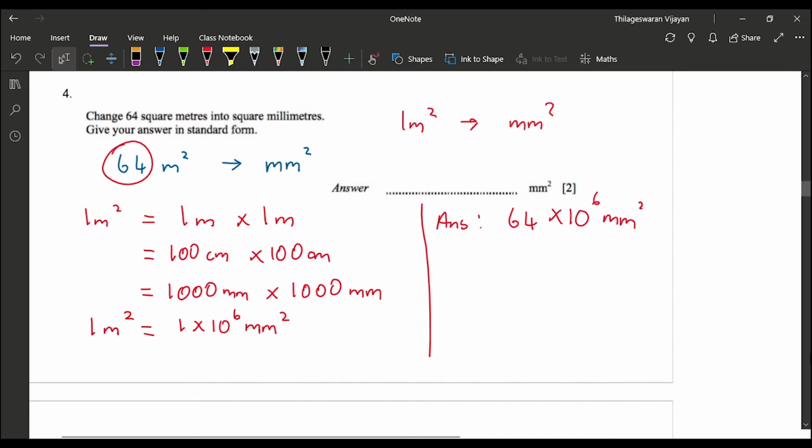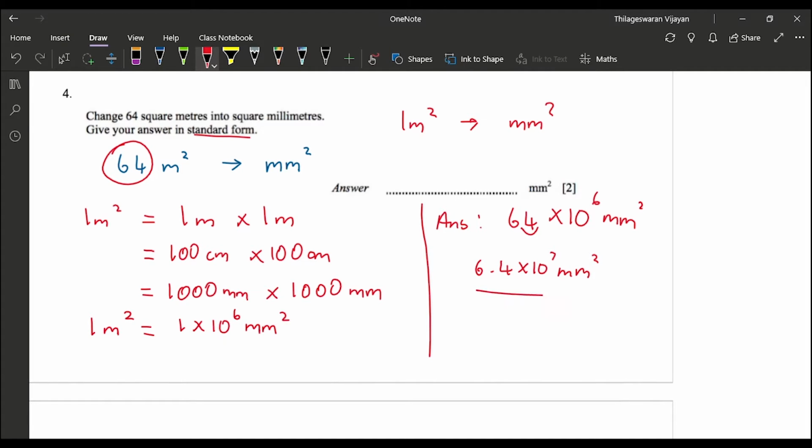Now, I mentioned final answer, but I didn't read the question properly. It says standard form, right? So this is not entirely the right way to express standard form. So you should move your digit up here, so it becomes 6.4. So you add another power at the back. So this is your final answer.